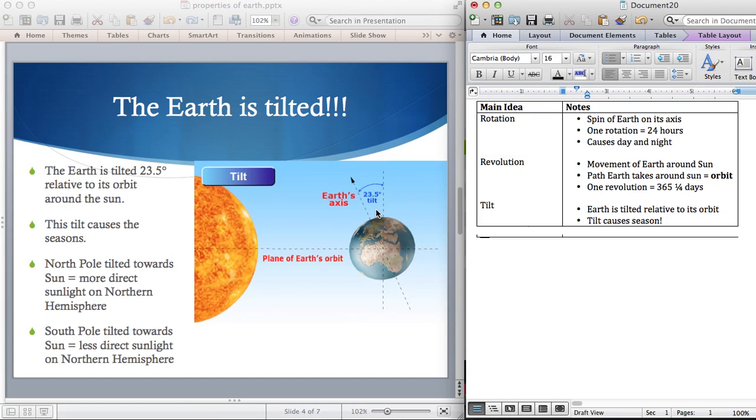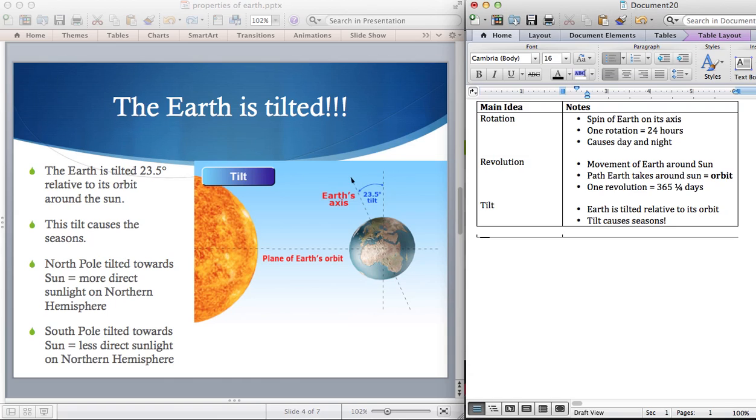Right? So the tilt is always pointed the same way. So it's not that the North Pole is always tilted towards the sun. Here, in this picture, the North Pole is tilted towards the sun, but 6 months later, the Earth will swing all the way around the back, somewhere over here by these green dots, and the North Pole would be tilted away from the sun.